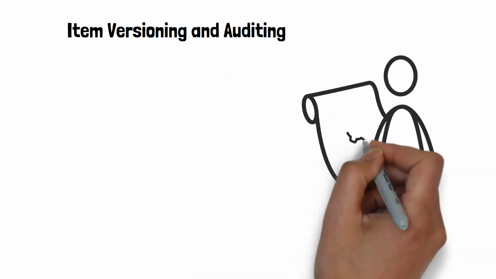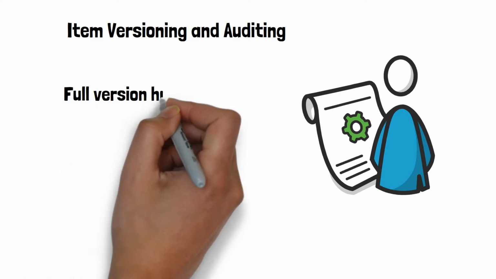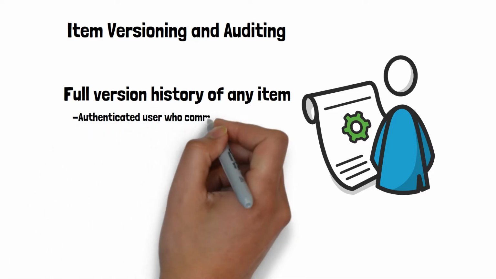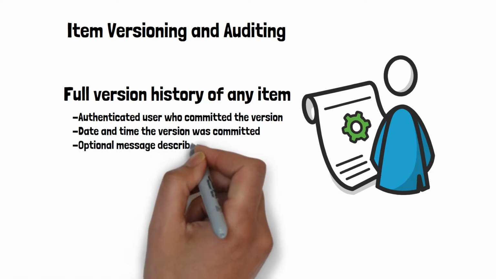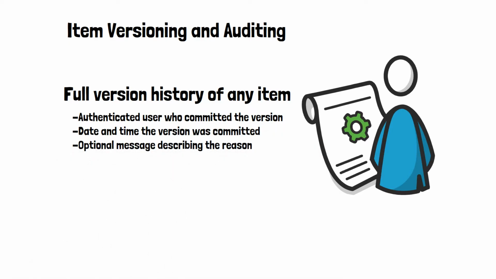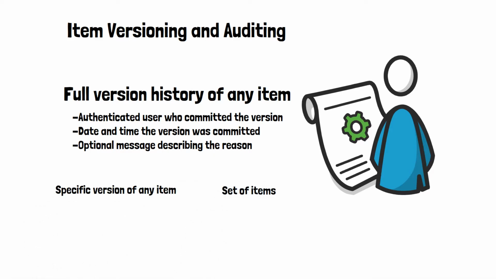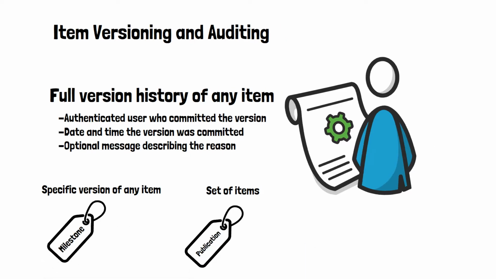The Colectica Repository and Portal provides full support for item versioning and auditing. Every version of an item committed to the repository is saved, allowing clients to retrieve a full version history of any item in the repository. Each version includes additional information: the authenticated user who committed the version, the date and time the version was committed, and an optional message describing the reason for the version. Also, a specific version of any item or set of items may be tagged. A tag is simply a name given to a version, so it can be easily referenced in the future. Tagging can be used to mark milestones such as publication.